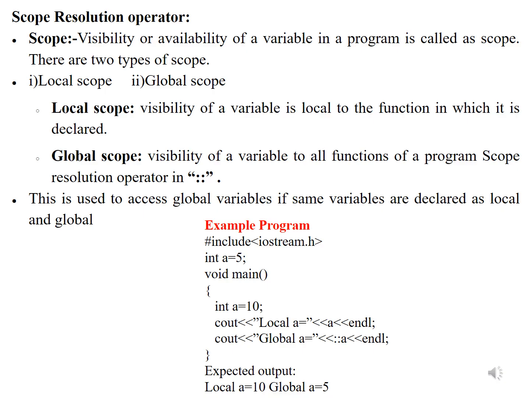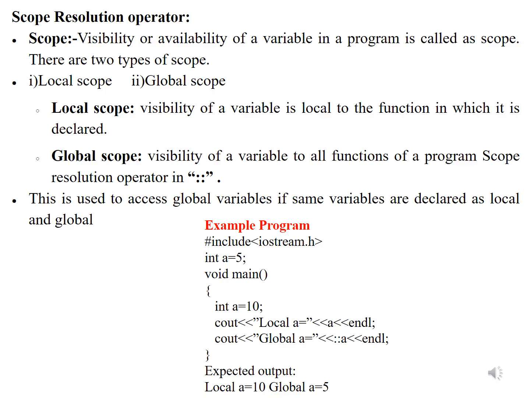Scope resolution. The visibility or availability of a variable in a program is called its scope. There are two types of scope: local scope and global scope. Local scope means the visibility of a variable is local to the function in which it is declared. Global scope means the variable is visible to all functions of the program.